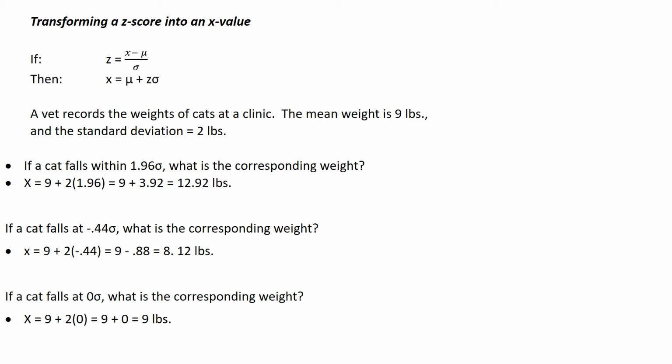If a cat falls at 0 deviations, what's the corresponding weight? Well, 0, as I've said before, is the mean. You have minus 1 deviation on one side, plus 1 on the other. If it's 0, that is the mean. So the mean is 9 pounds. And we can prove this also: 9 pounds plus 2 times 0 deviations is 9 pounds.